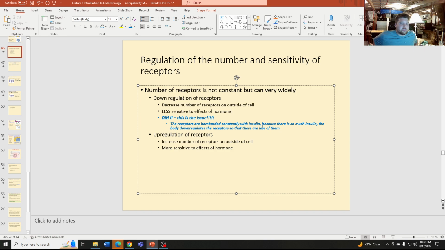That causes damage of the vessel walls. It can cause damage of the nerves. It can cause damage of organs, all that kind of stuff. It can cause brain damage, depending on the level of sugar and kind of where it's at.